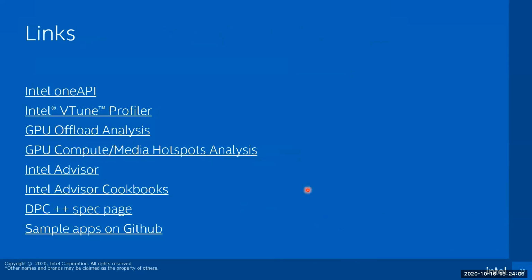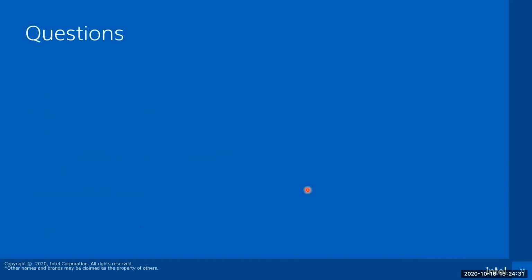So that actually concludes the presentation. There are some useful links where you can explore the new types of analysis, and take a look at the cookbooks available for both VTune and Advisor. There are nice examples and step-by-step explanations of how to use the tools, how to interpret the results, and some other useful links available. We have about 5 minutes for questions. I would be happy to answer them.